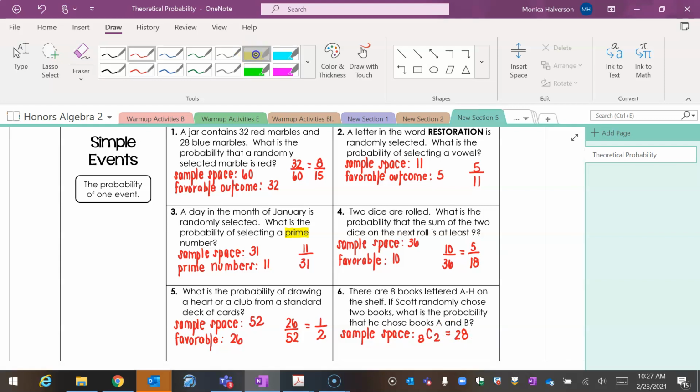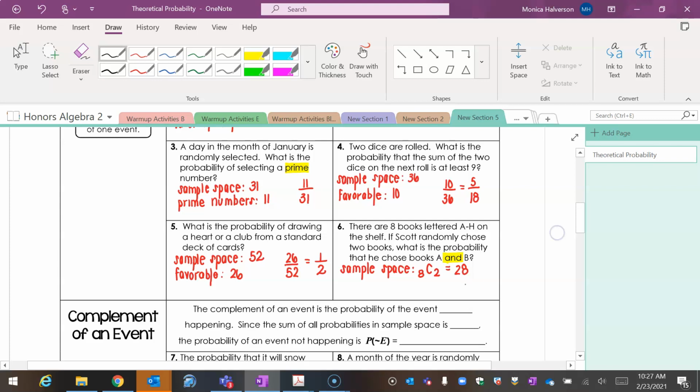The key word that tells you that you have a combination or permutation is the "and" here. And so our answer here for this probability would be 1 of 28.